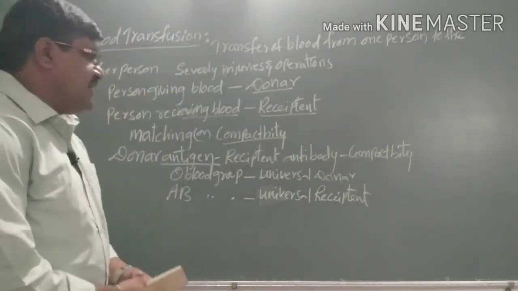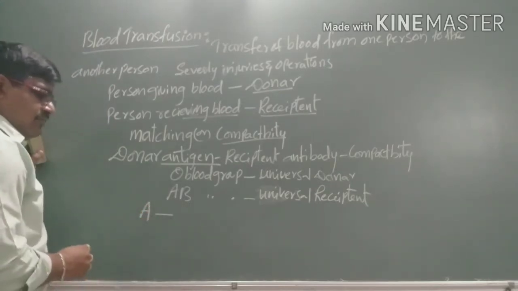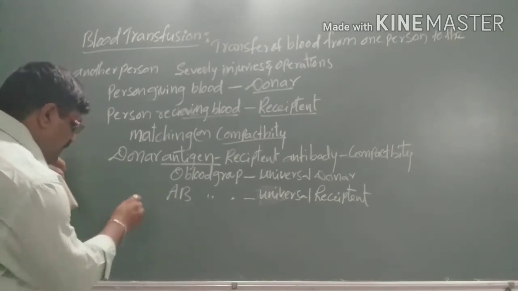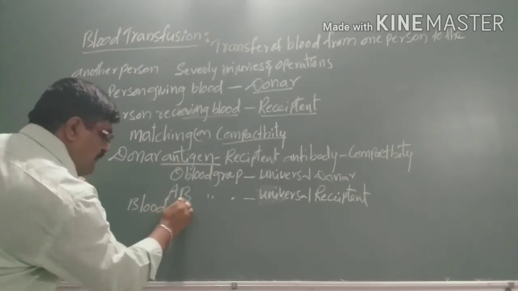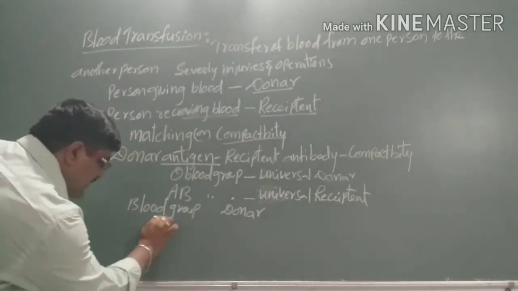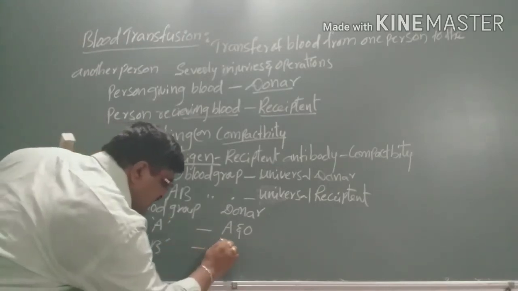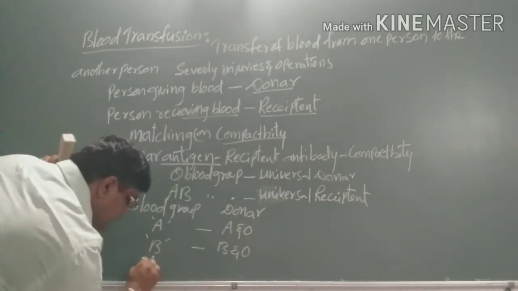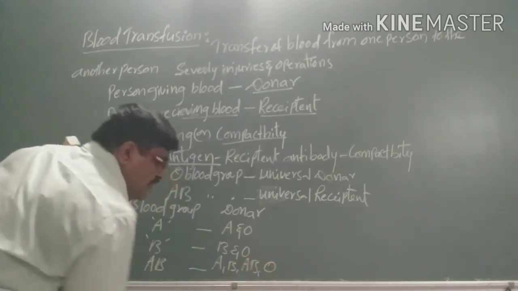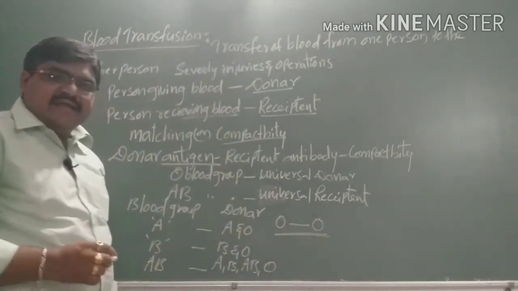So when a transfusion takes place, how can we give blood? A blood group can donate, that means the donors. A blood group can donate to A persons and O only. AB blood group can give to a person of AB and O only. An AB person can donate blood to A, B, AB and O. And the O blood group person can give only to O blood group persons, not to any other persons.